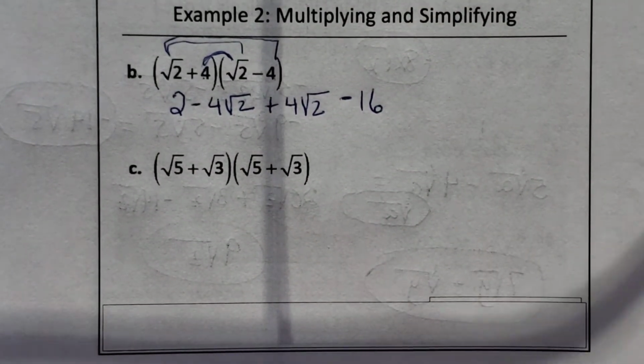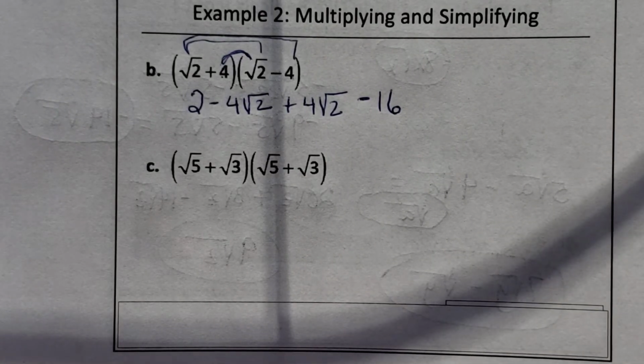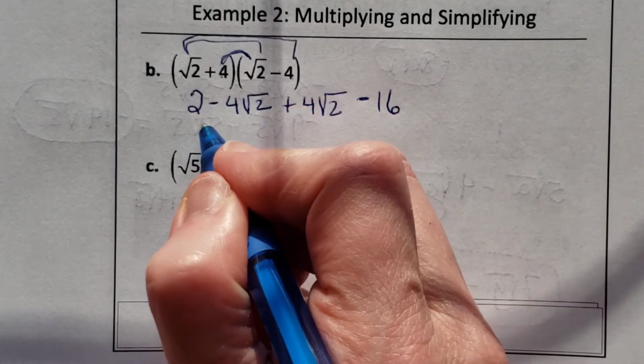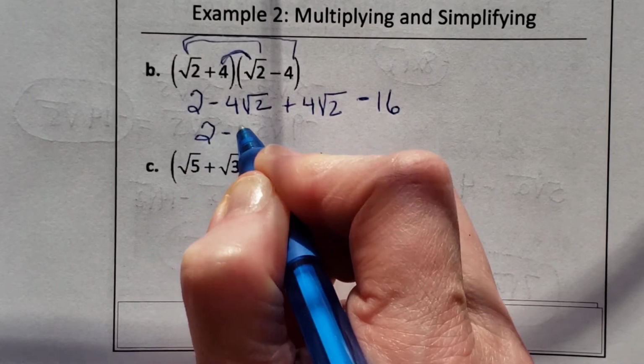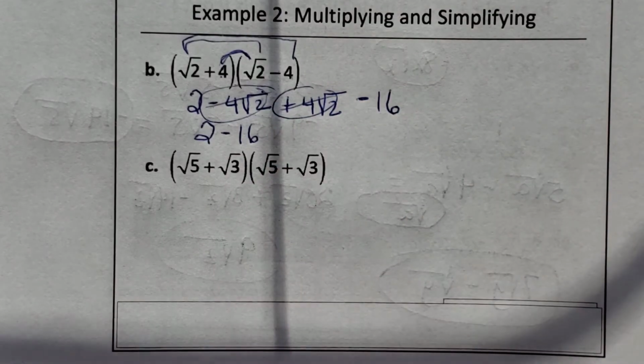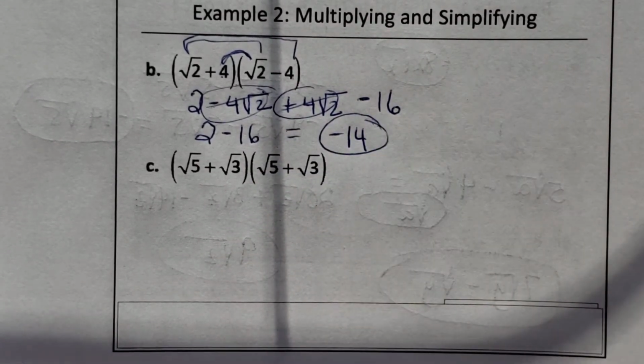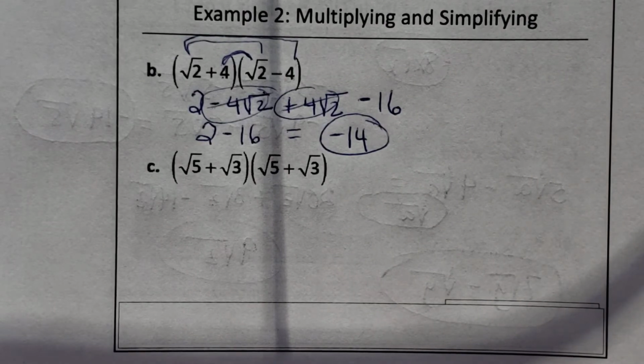If you can tell the way this is written, those two middle terms will cancel each other out. So basically we have 2 minus 16. Those zero out. And 2 minus 16 is negative 14, and that is the answer, negative 14.